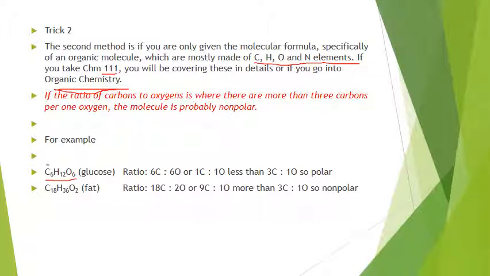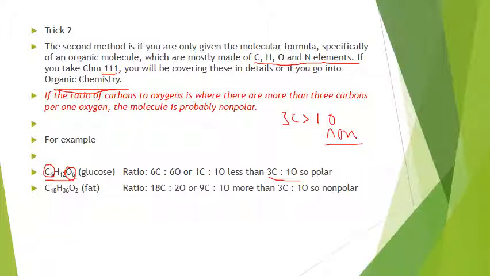So look at the ratio here. There's 6 carbons to 6 oxygens. The ratio is 1 to 1. This is less than 3 to 1. So this is going to be a polar molecule. So the ratio has to be greater. It has to be 3 carbons to 1 oxygen to be nonpolar.